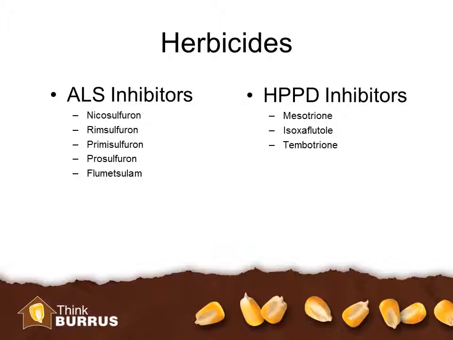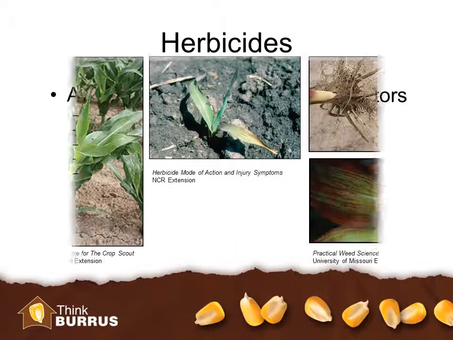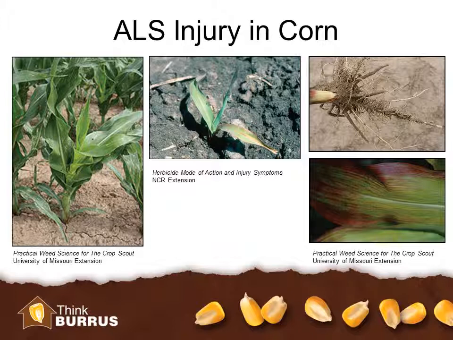Let's take a second, though, to review ALS injury and HPPD injury symptoms. Now, ALS materials inhibit an enzyme needed to form amino acids in the plant. Think of amino acids as the building blocks inside the plant, and you can begin to guess some ALS injury symptoms. The lack of building blocks causes corn to be stunted and causes roots to look like bottle brushes. Some yellowing and purpling is also common.